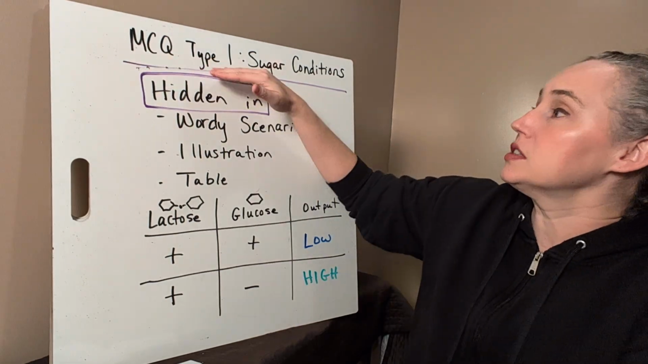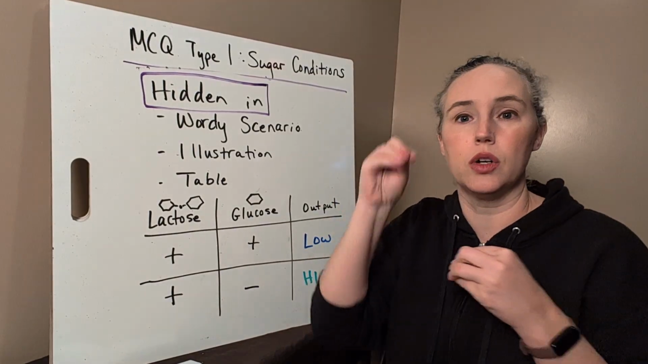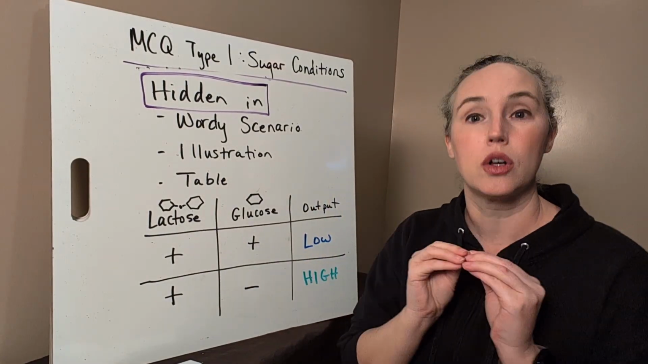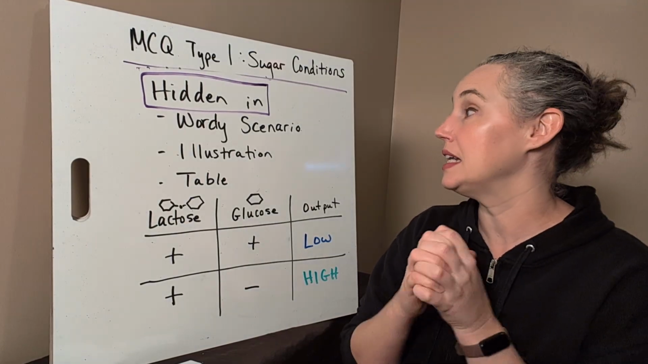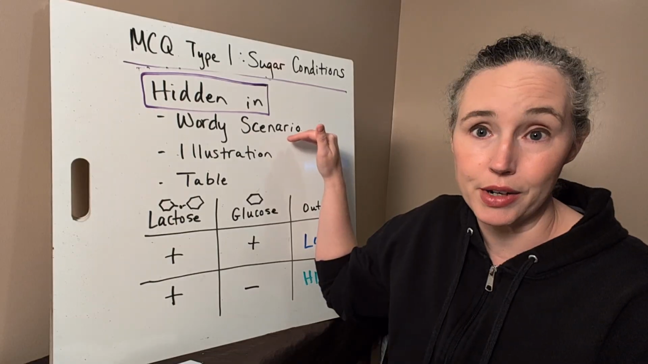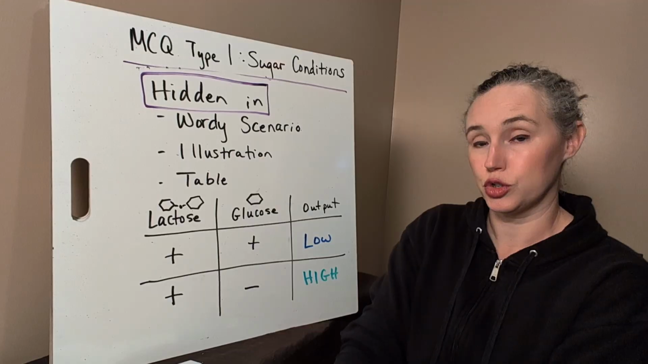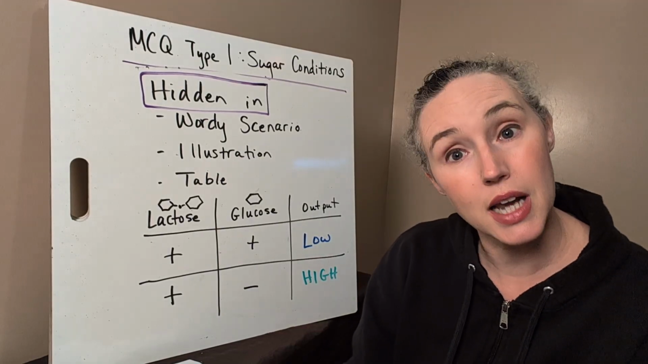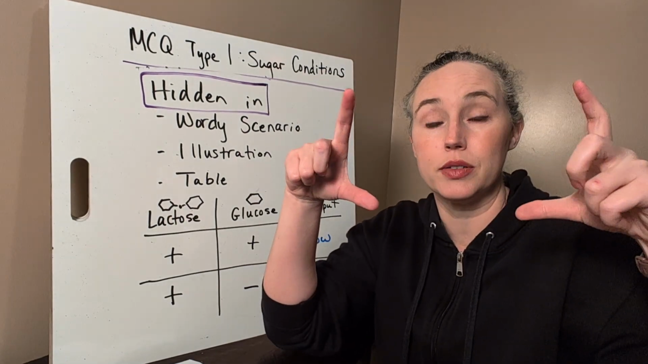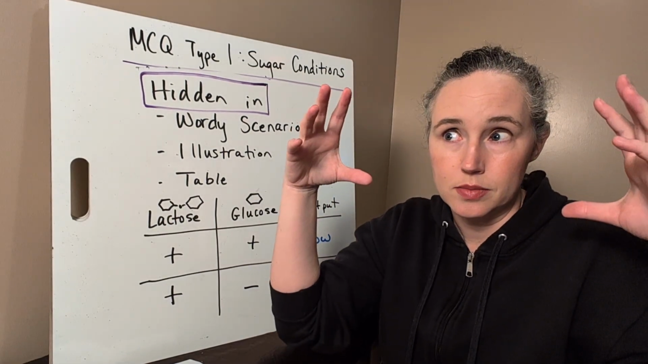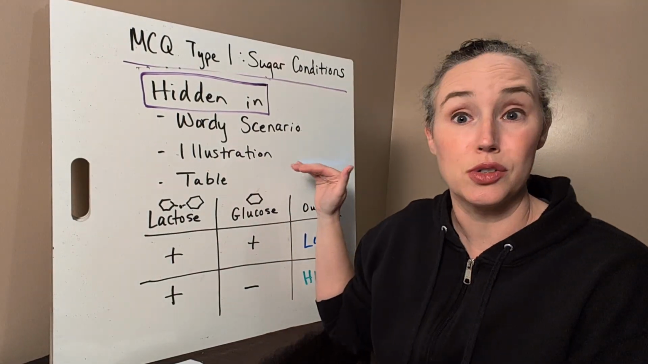So the first type of question is going to ask you about sugar conditions, like we saw in the first tree. So lactose, is it present or absent? Glucose, is it present or absent? It's going to hide that information in a very wordy scenario, and then in the last couple lines, it'll be like, which of these is true if lactose is not present? Like it'll slide it in there after 2 paragraphs of extra information. You may also find this hidden in an illustration.